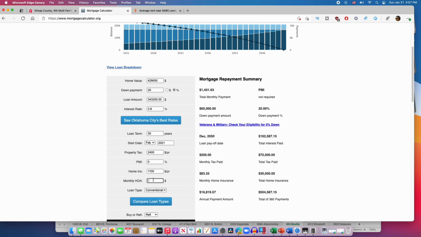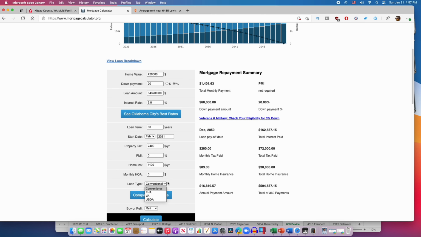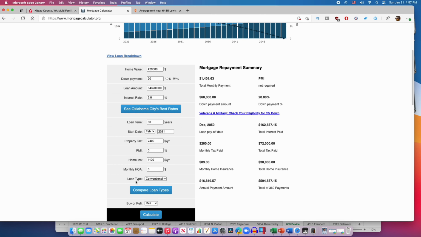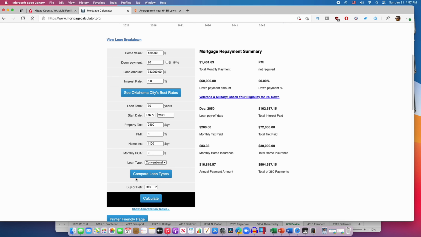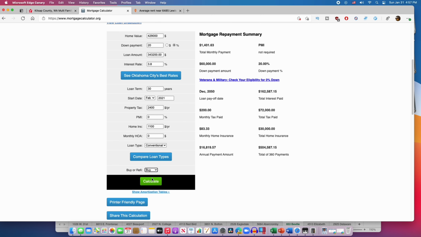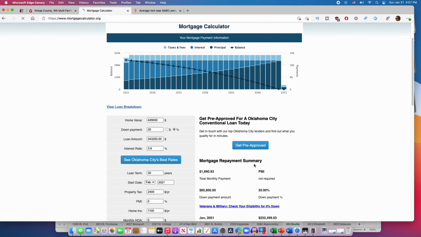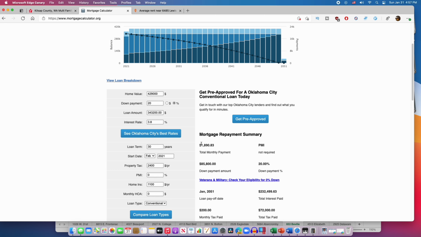The monthly HOA, this is something we own straight up, so there's no monthly HOA. And the loan type is conventional. You can do VA, but I think this is more for data collection purposes. Try to see what kind of loan they can sell you. We're going to buy and calculate that our mortgage payment should be about $1,800.